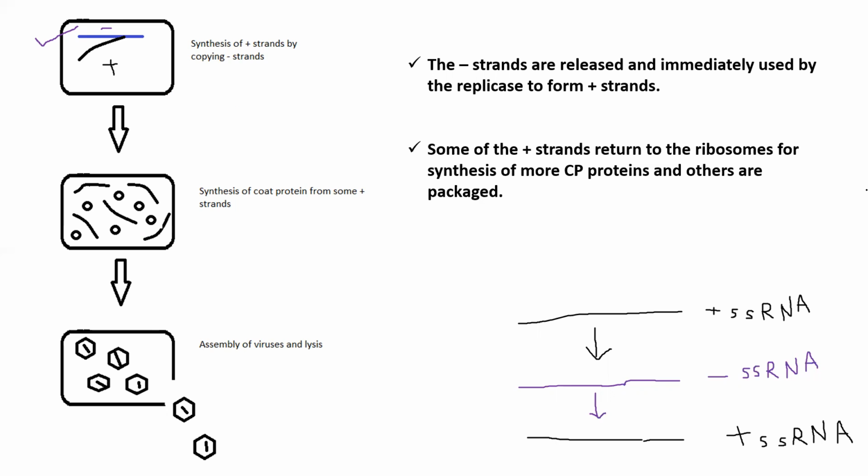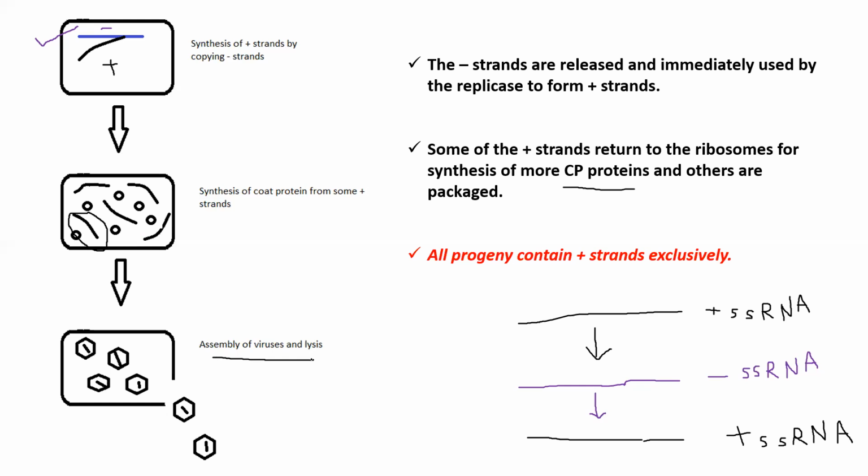So some of the plus strands return to the ribosomes for the synthesis of more coat proteins, and others are packaged. All progeny contain plus strands exclusively because that is the genetic material. The virus cannot pack minus strand by mistake. Once the plus strands are packaged into the icosahedral capsids, they are ready to be released. But before we talk about assembly of viruses and lysis, we'll talk about synthesis of A protein.